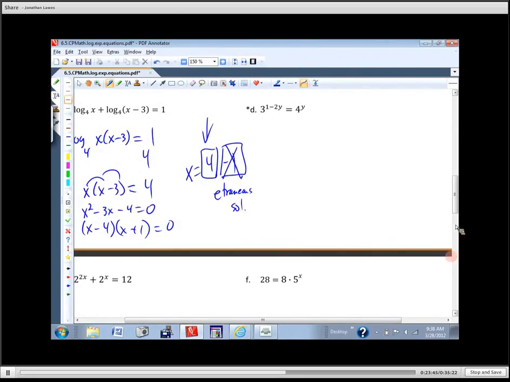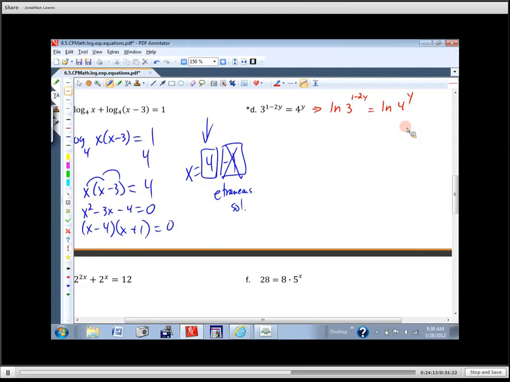Logs have this really nice property. They have this power property where we can take the exponent and we can move it down. So here's what we're going to do. We're going to take this one, and I'm going to take the ln of both sides. Now, as long as I'm doing the same thing to both sides, isn't that algebraically legal? Yep. So this is going to be the ln of 3 to the 1 minus 2y. And this side is going to be the ln of 4 to the y.